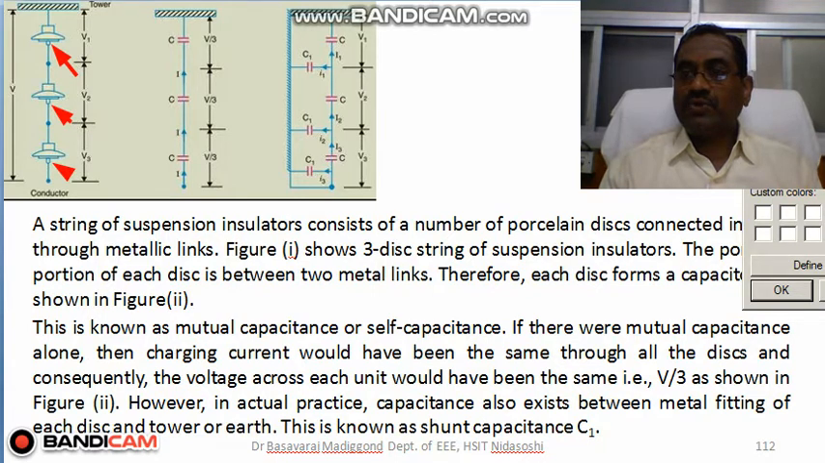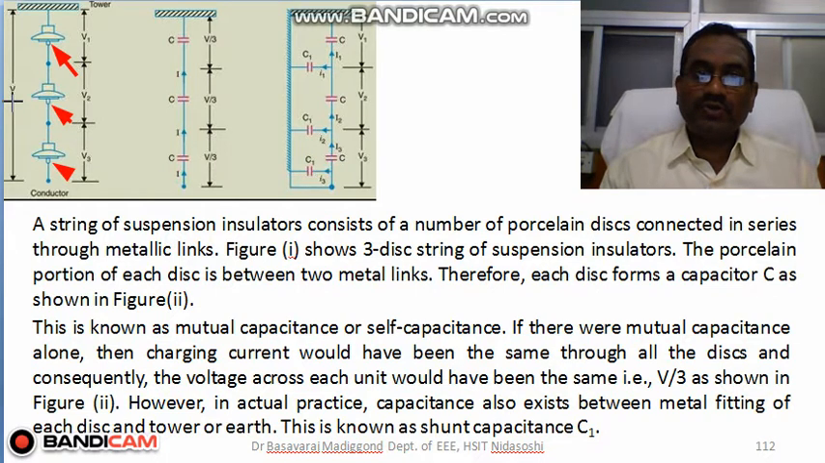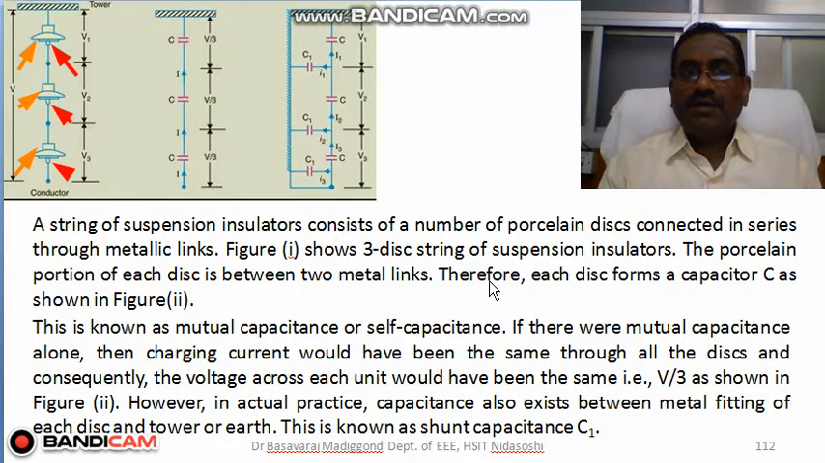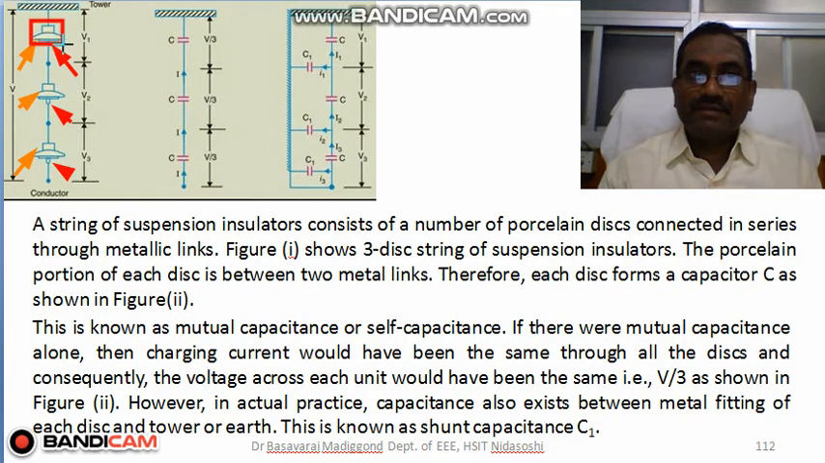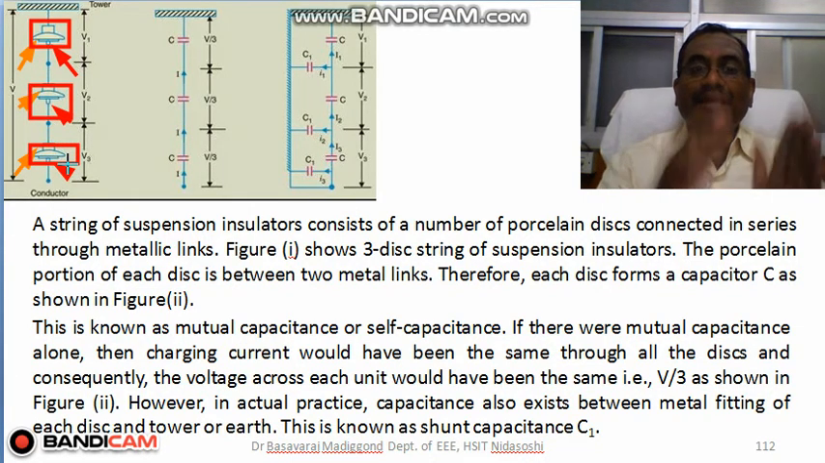I will show you. This is the porcelain portion, and this porcelain portion is between two metal links. So each of these discs will form a capacitor.